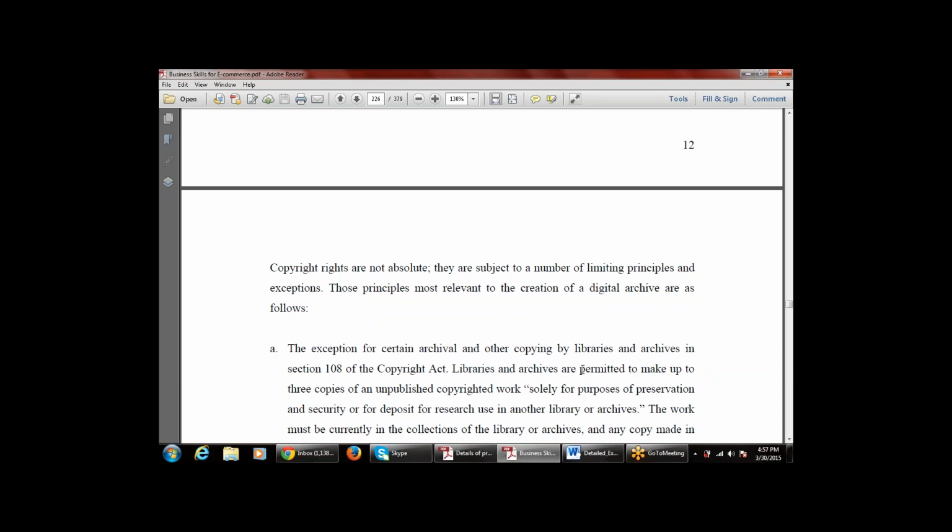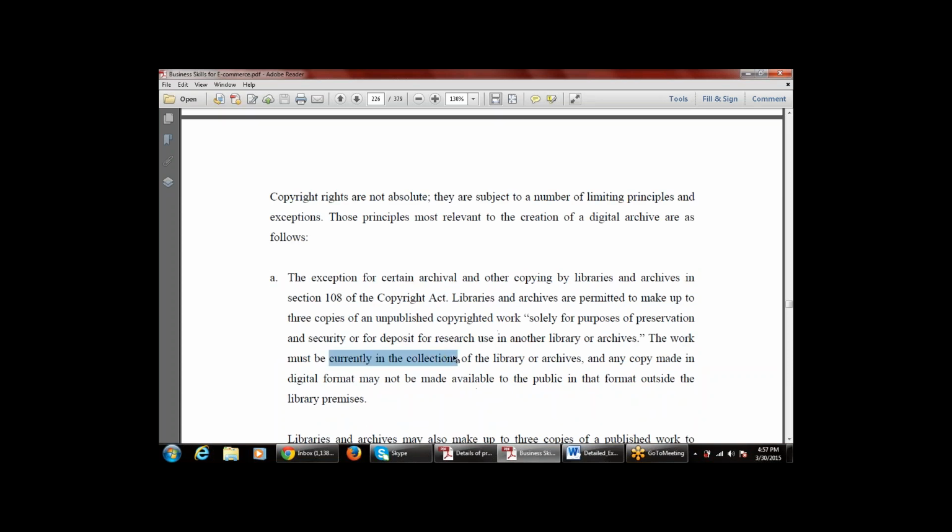Libraries and archives are permitted to make up to 3 copies of unpublished copyright work. That is solely for the purposes of preservation and security, or for deposit for research use in other libraries or archives. The work must be currently in the collection of the library or archive, and any copy made in digital format may not be made available to the public in that format outside the library premises.